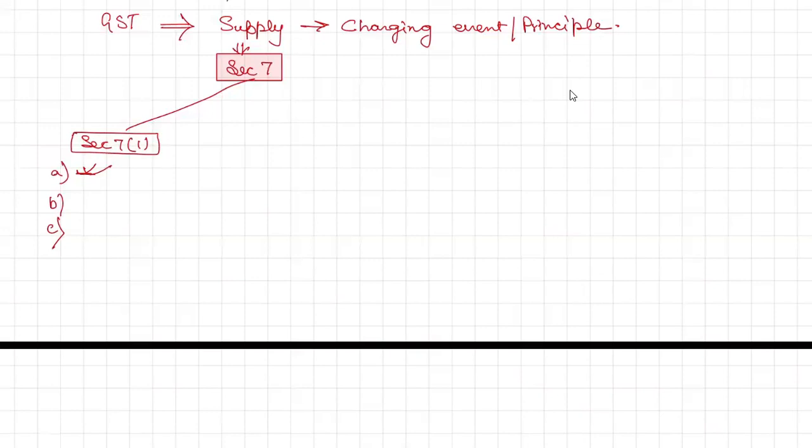So section 7.1(a) completely gave us an overview of what they are trying to say with the word supply, but actually they try to mean that supply is both. So we got a general definition of supply in that section.